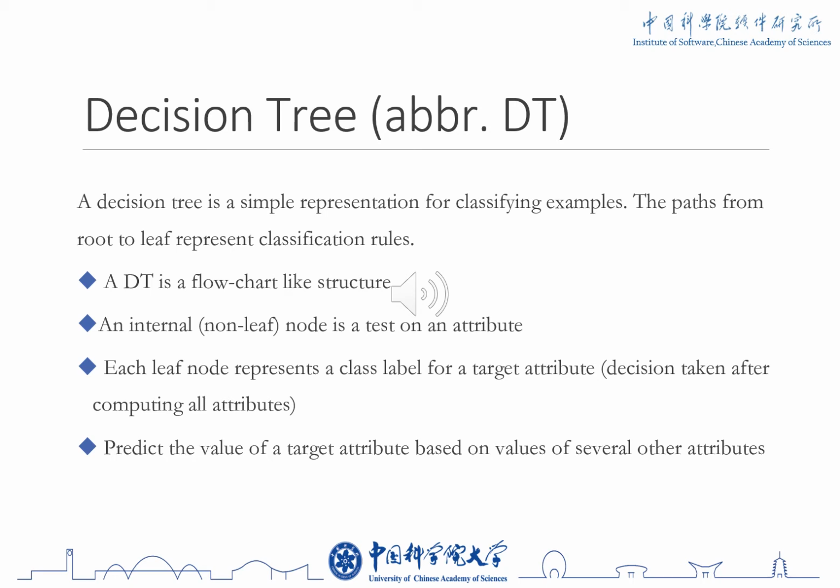In the field of machine learning, a decision tree is used for classifying examples. It is a flow chart. Each internal node is a test on an attribute. Each leaf node represents a class label for a target attribute. Usually we use the decision tree to predict the value of the target attribute based on the other attributes.